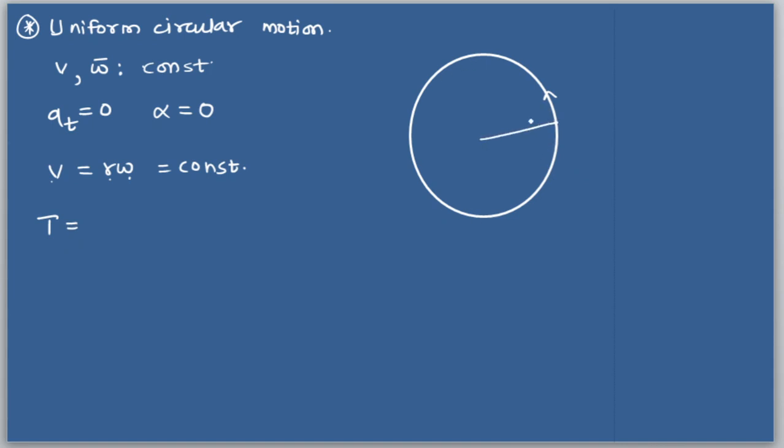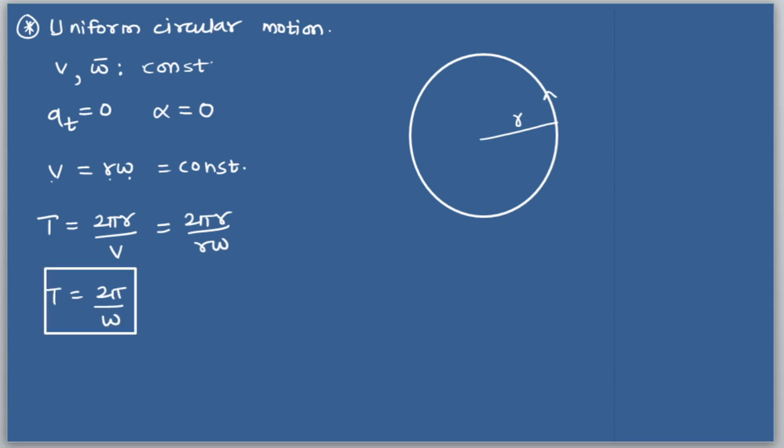What is the distance covered by the particle in one circle? That is the circumference, 2 pi r, upon speed v. Now we know v is equal to r omega. So you may write v is equal to r omega, r cancels, and the final formula for the time period will become T equals 2 pi upon omega, right? We know this for uniform circular motion. So that is the relation for the time period of circular motion.